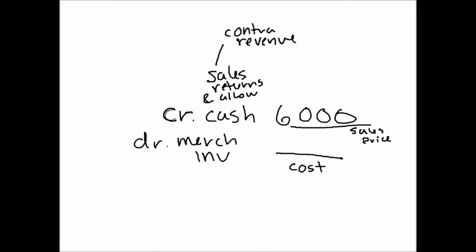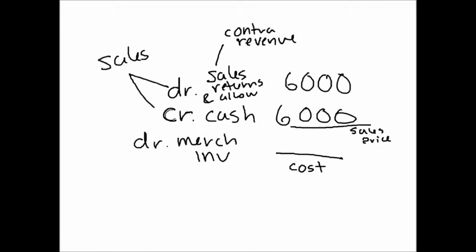And if we have contra revenue, are we going to debit or credit contra revenue? What are we going to do to it? Going to debit it. Good, Savannah. And thank you, Sarah, for filling in the rest. So we're going to have a debit to sales returns and allowances for $6,000. This is like the opposite of sale. This is for the sales price. Now remember, the second part is going to be for the cost.